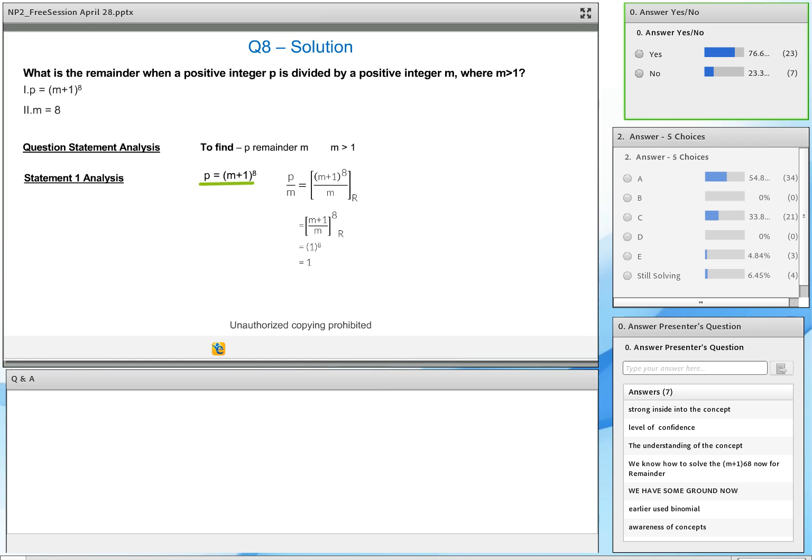So that's the conceptual knowledge that you applied over here. So m plus 1 divided by m gives the remainder 1, right? So my answer is 1 over here. So statement 1 actually gives me the complete answer.